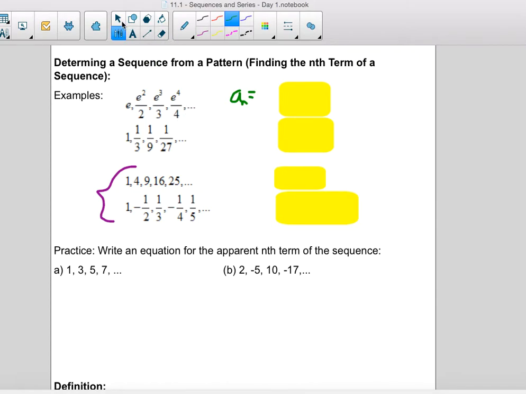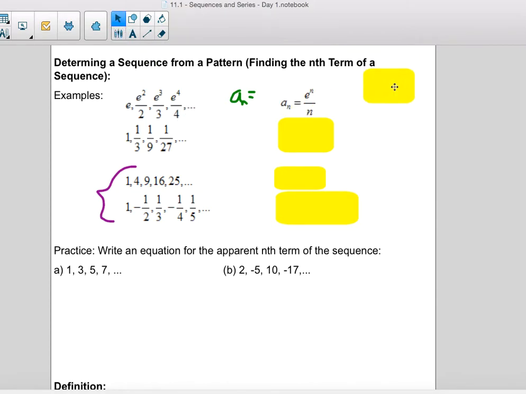Right, and if you can kind of see it, this one's a little bit simpler, but it's just going to be e to the n over n. So the first term, if I plugged in 1, would be e to the 1 over 1. Oh, that's the same thing as the first term here, which is e. The second term would be if I plugged in e squared over 2. Oh, e squared over 2, second term, third term, fourth term, and so on and so forth.